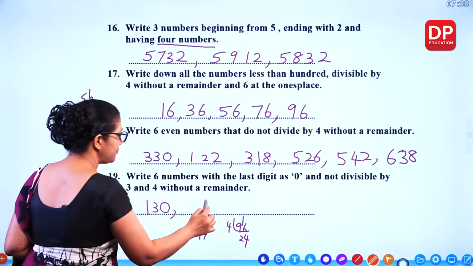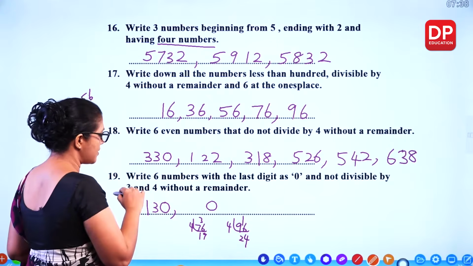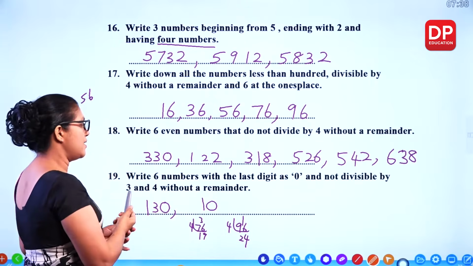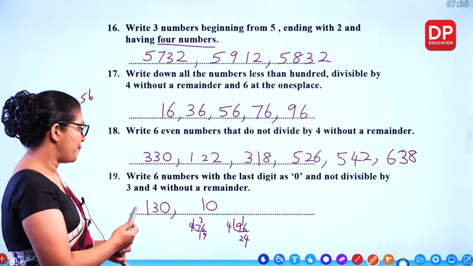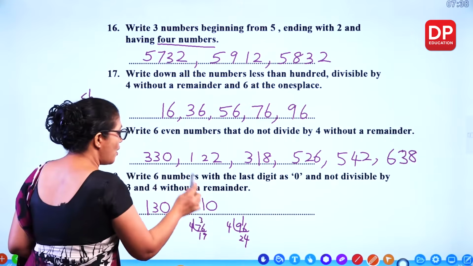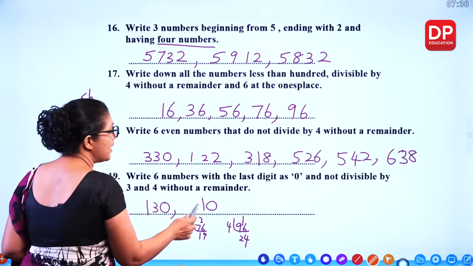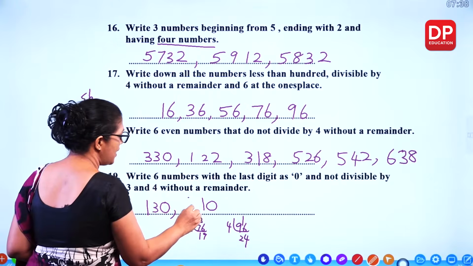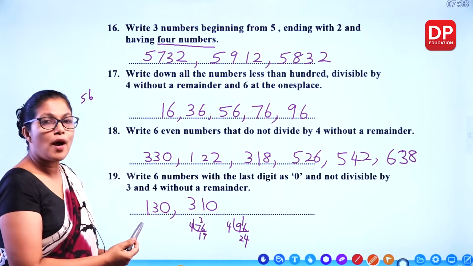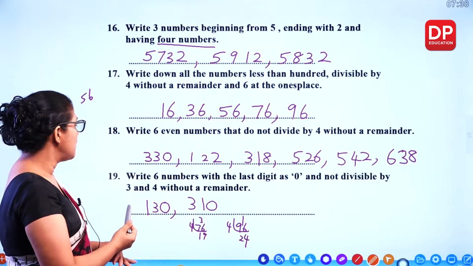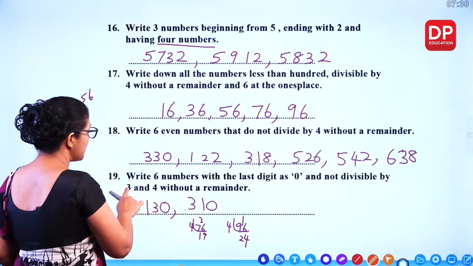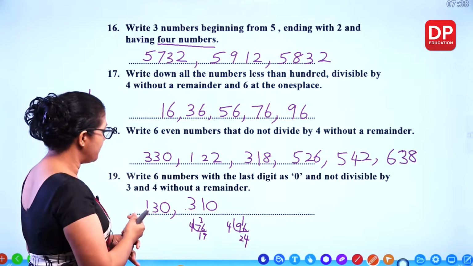Another one. Put 0 for the last digit. And 10. 10 is not divisible by 4. So if you put 2, it's divisible by 3. So we can put 3. 3 plus 1 is 4. The digital root 4 means not divisible by 3.